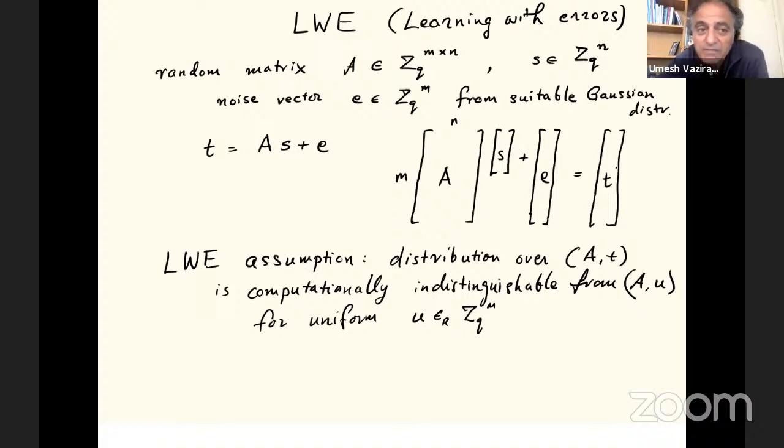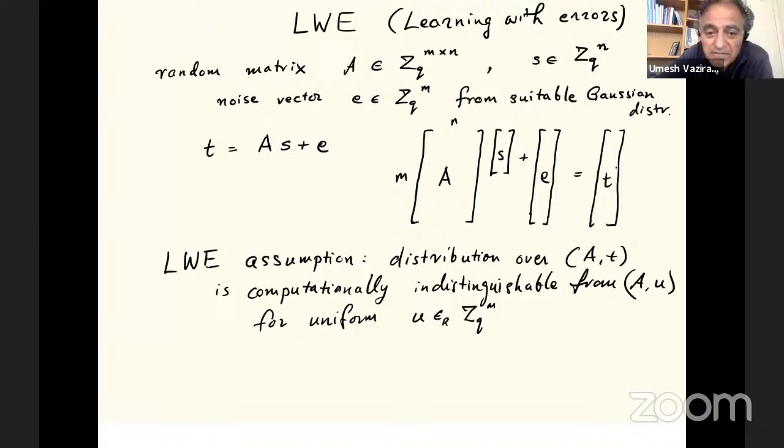So in LWE, we are given a random matrix A over Z_q. Let's say that we start with an A, which is a random M by N matrix, where you should think of M as much larger than N. And we have a secret S, which is in Z_q to the N.